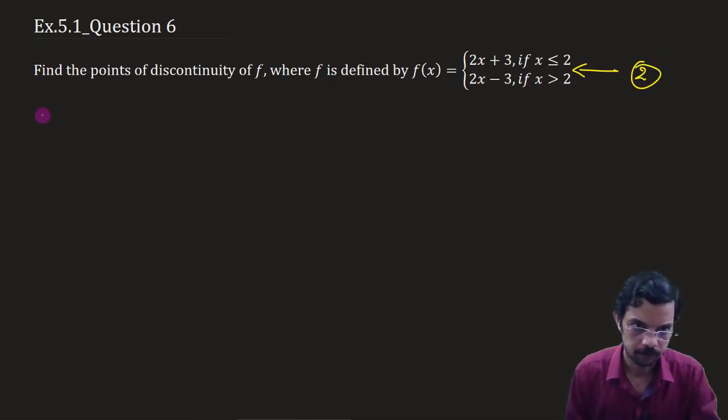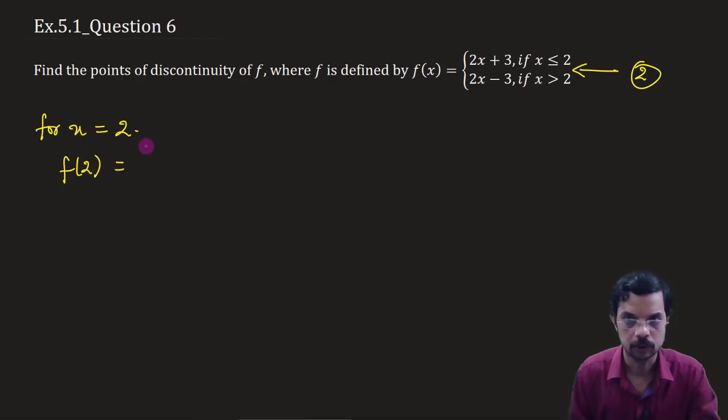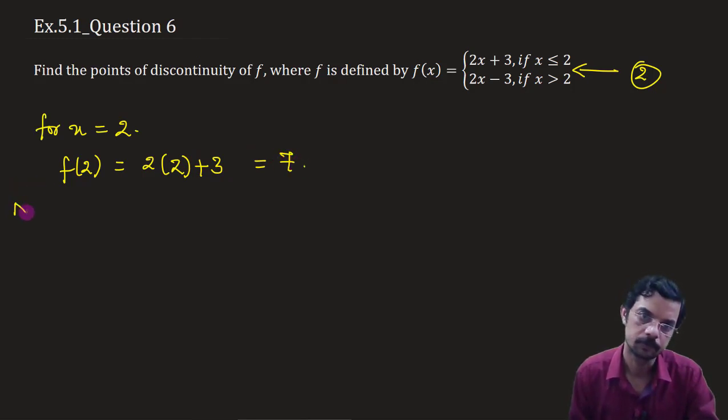So, therefore, for x equal to 2, what is f of 2? F of 2 is equal to 2x plus 3. When x equal to 2, it is defined as 2x plus 3. That is 2 into 2 plus 3, correct? That is equal to 7.